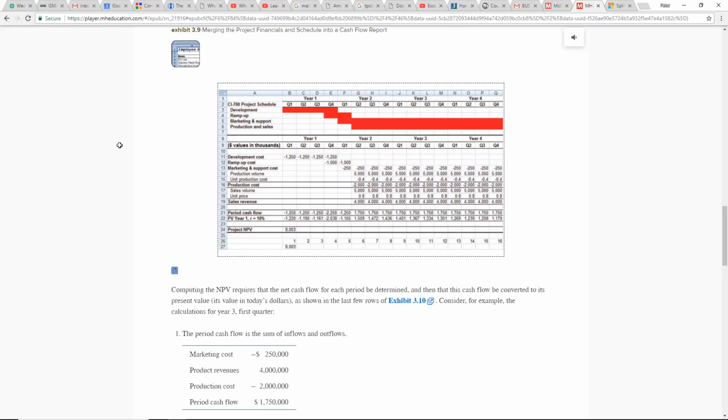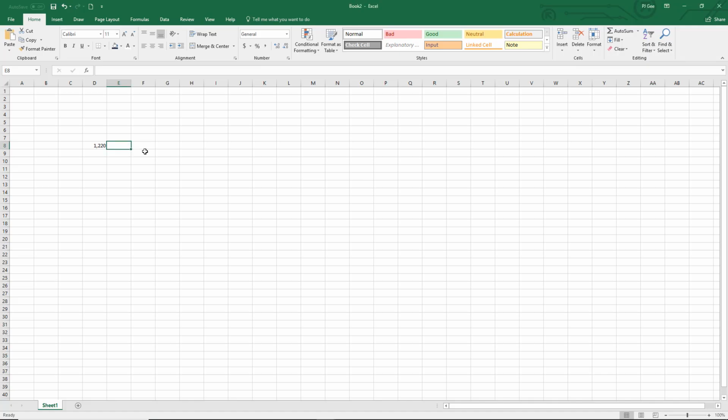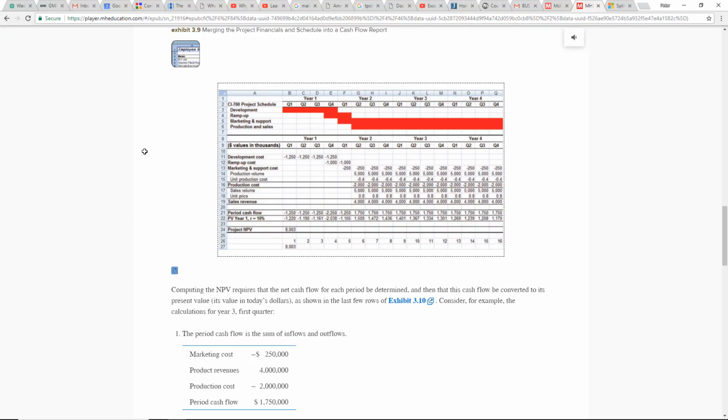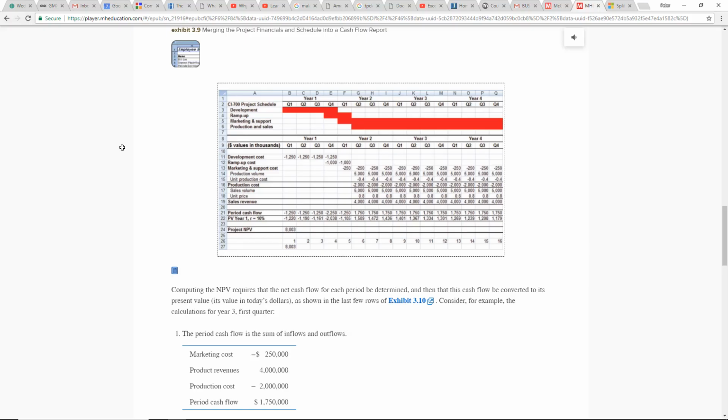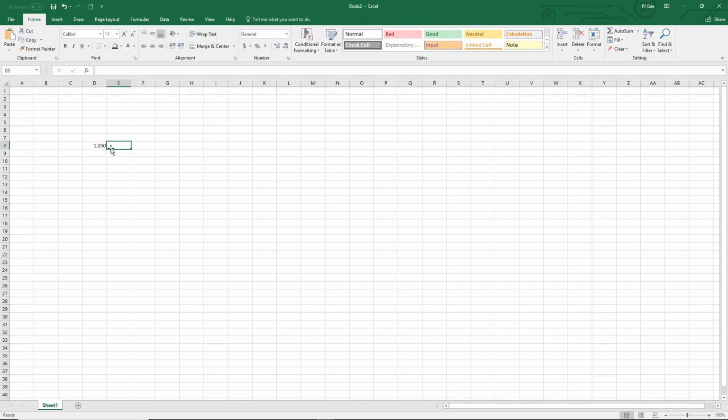The next number was 1190. I'm sorry, I'm copying the wrong column here. 1250. First number was 1250. Second number, and we can go for 4 more rows. We can just copy this over. Okay, so these are the numbers.